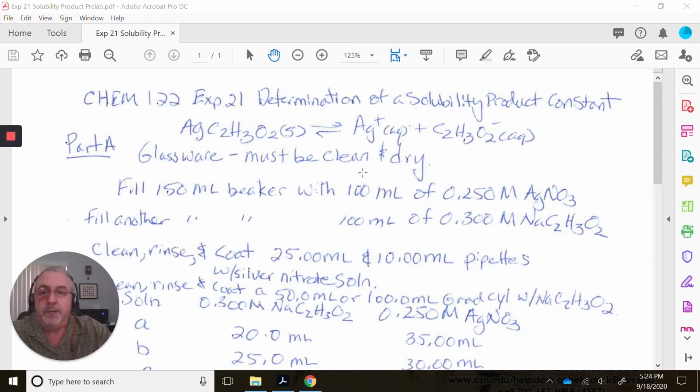So we're going to take a 150 ml beaker, fill it to 100 mL with 0.250 molar silver nitrate, and another beaker where we have 100 mL of 0.300 molar sodium acetate. We're going to need to clean, rinse, and coat a 25 mL and a 10 mL volumetric pipette.